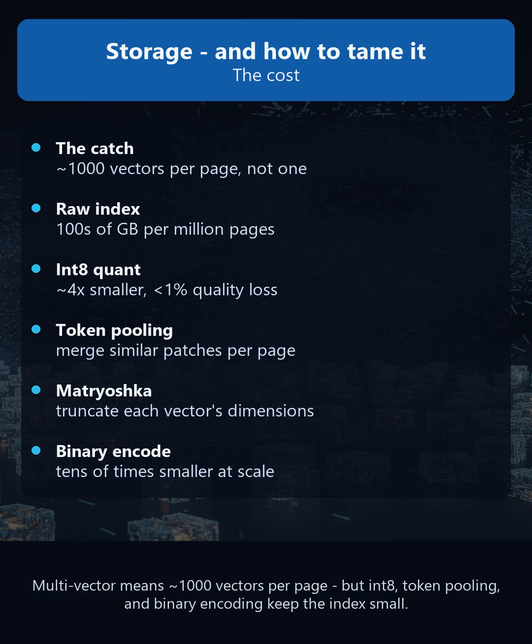There is a catch: storage. Instead of one vector per page, you keep about 1,000, so a raw index can reach hundreds of gigabytes per million pages. The fix is compression. int8 quantization cuts size roughly 4 times with under 1% quality loss. Token pooling merges similar patches. Matryoshka truncation shrinks each vector, and binary encoding can compress by tens of times. Multi-vector retrieval stays practical at scale.